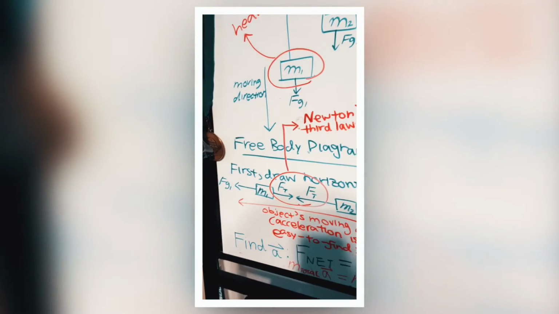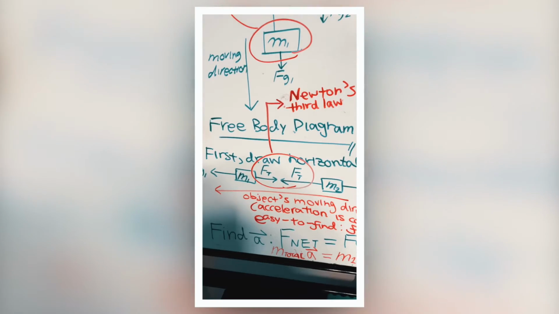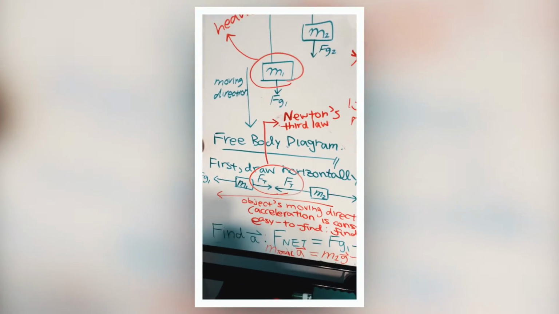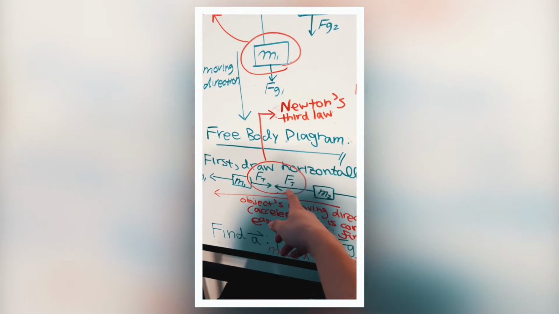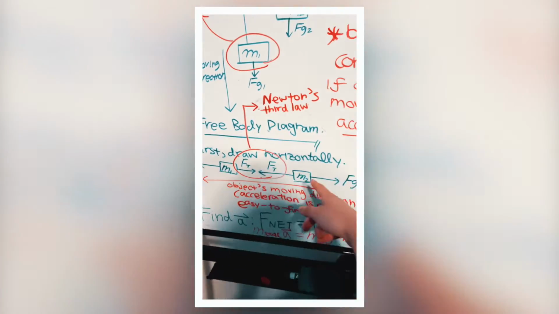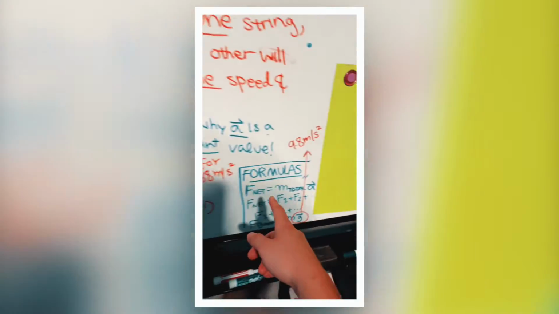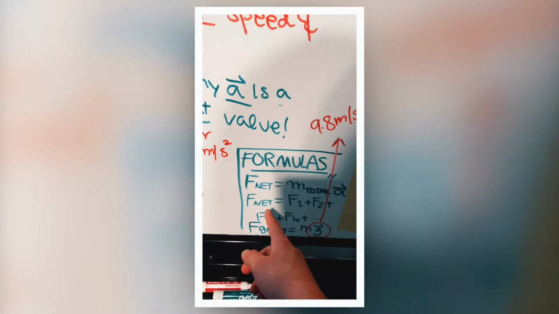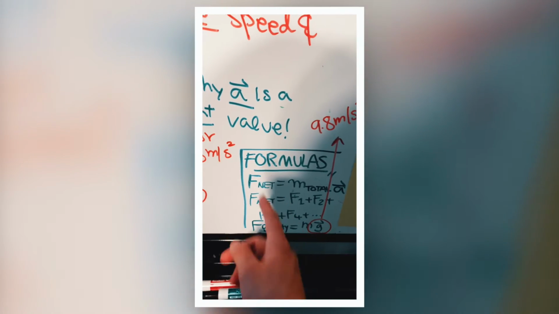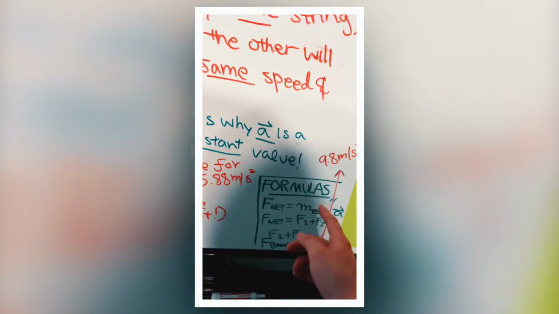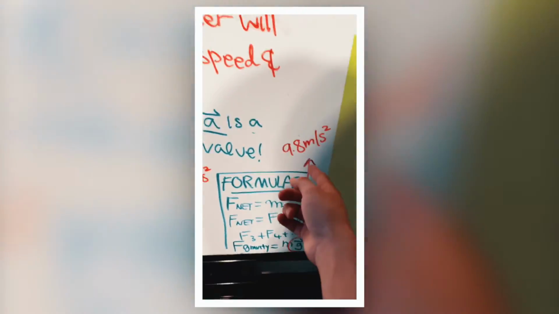So here we go. We draw a free body diagram, and as you know, by Newton's third law, if you push an object, the object pushes you with the same force. So if you draw horizontally first, you can easily tell that these are basically the same force, Fg1 and Fg2. So here, if we go to the formula, F net equals m total times acceleration, and also F net equals F1 plus F2 plus F3 plus F4, and F gravity is m times a, but a in this case is g, which is 9.8.